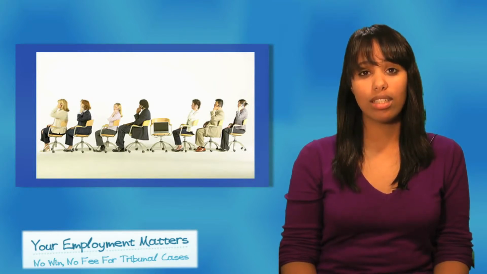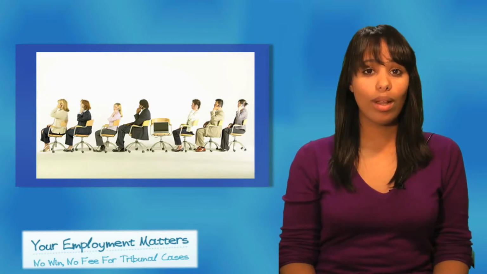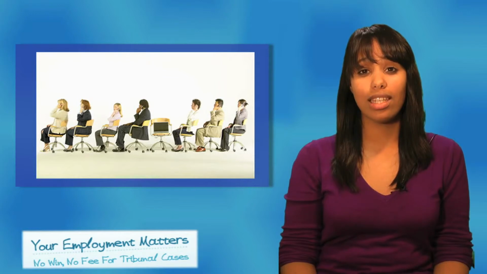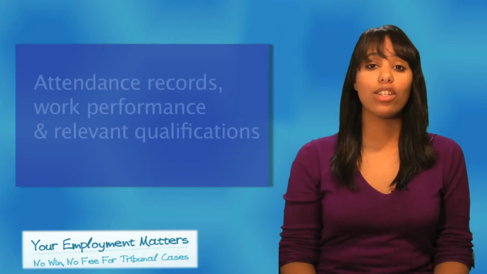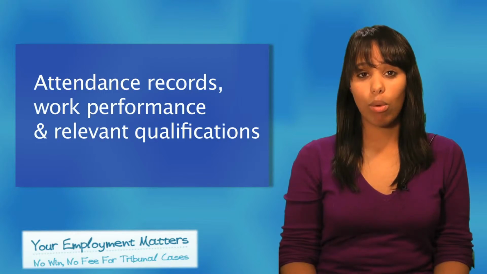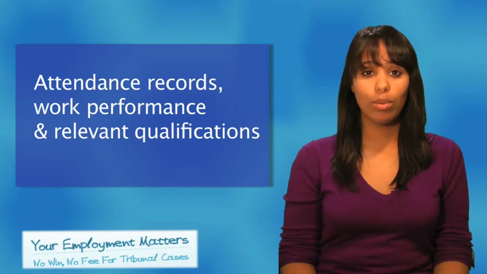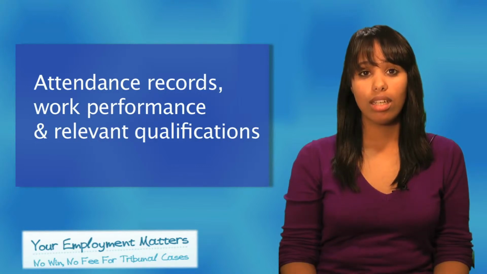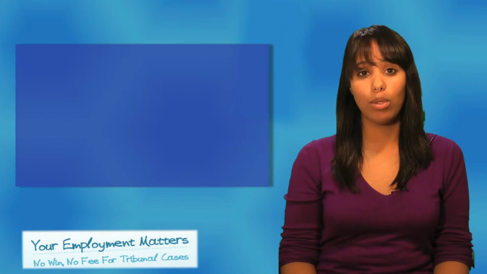for potential redundancy. Once the correct pool has been identified, the employees at risk should be scored on a redundancy selection criteria. Now this could include things like attendance records, work performance, and relevant qualifications. Employers should always consult with you before making you redundant.